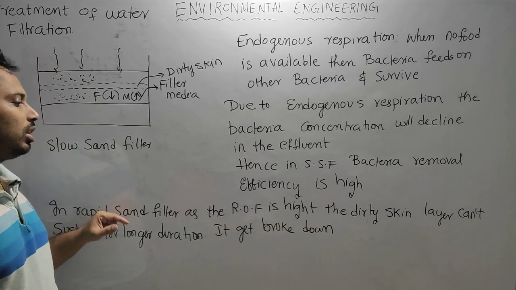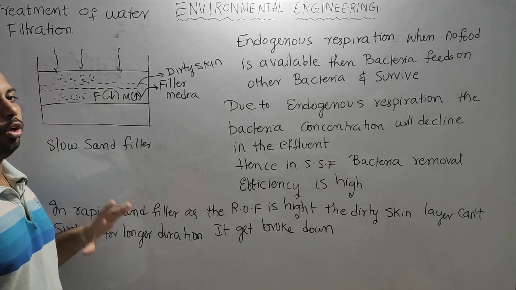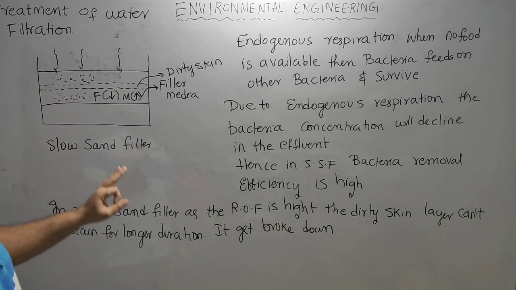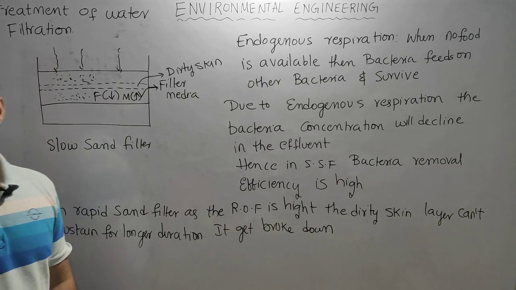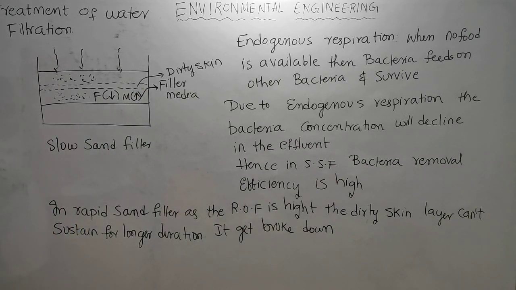So though the Schmutzdecke forms in the rapid sand filter, it cannot sustain due to the heavy rate of filtration. Okay. So this is the reason why slow sand filter is effective in bacterial removal. Okay. So now we are moving on to our last concept, that is design and brief specifications of pressure filter.